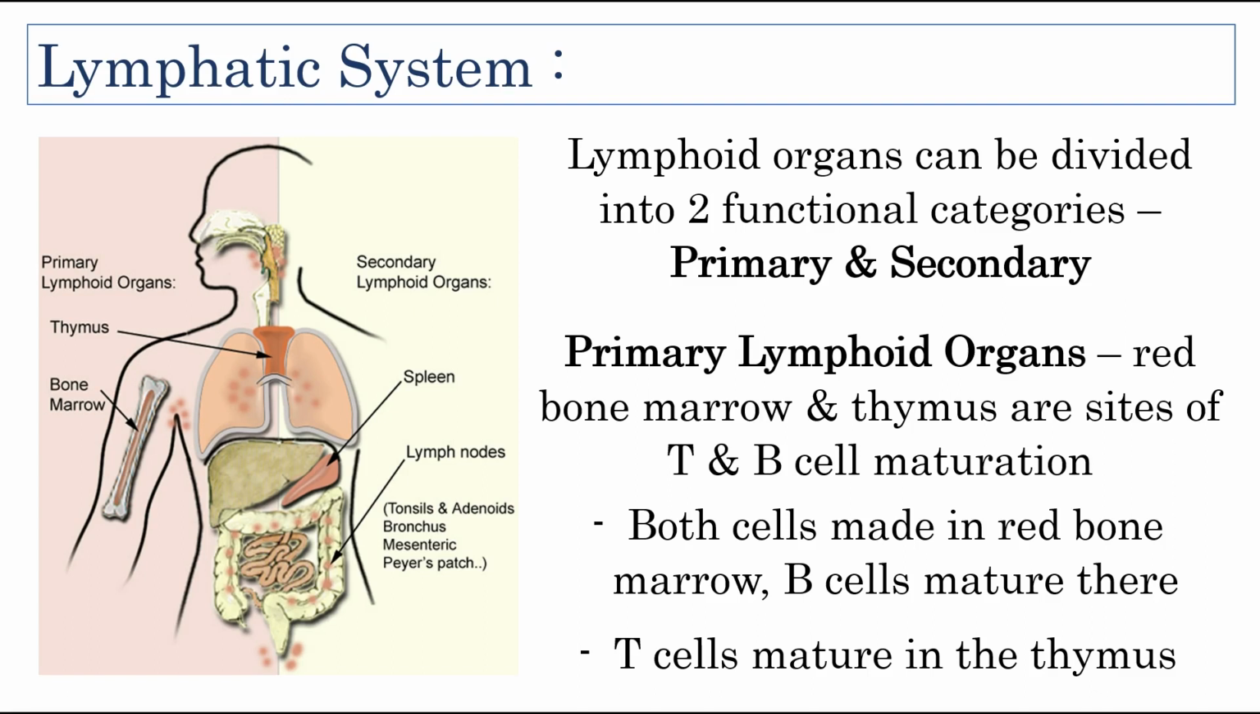Our primary lymphoid organs are going to be red bone marrow and the thymus. Red bone marrow is producing all of our white blood cells, so all of our lymphocytes, T cells and B cells. The only reason we're including the thymus is because T cells mature there. Right after birth, a lot of our T cells are still immature and in transit. They make their way through the bloodstream to the thymus, where they kind of hang out until they encounter pathogens and begin to develop some immunological memory.